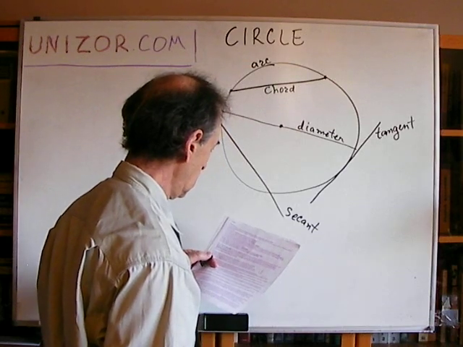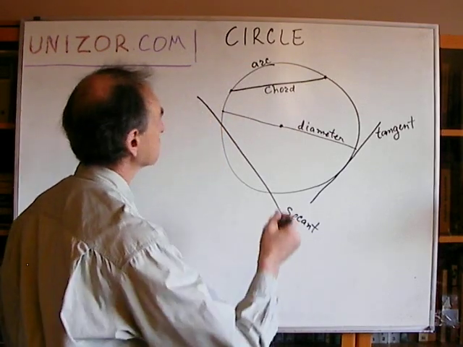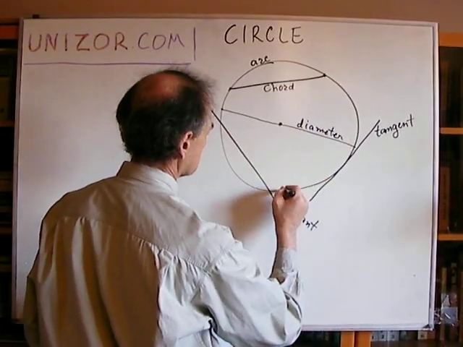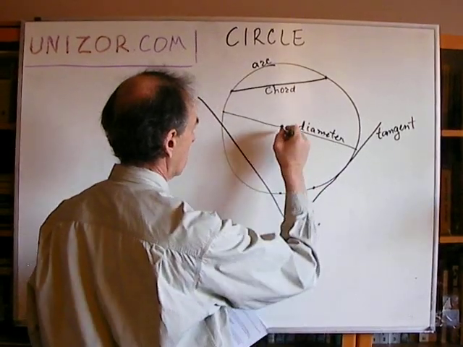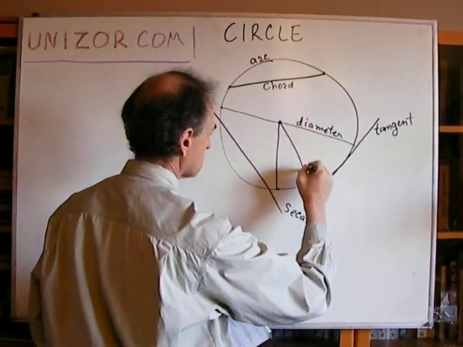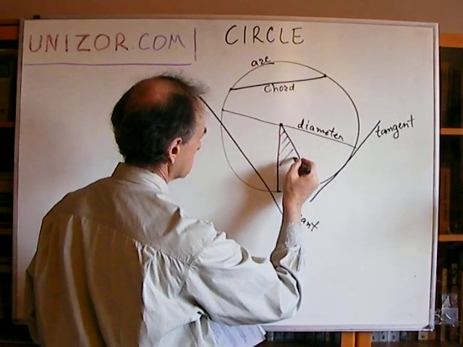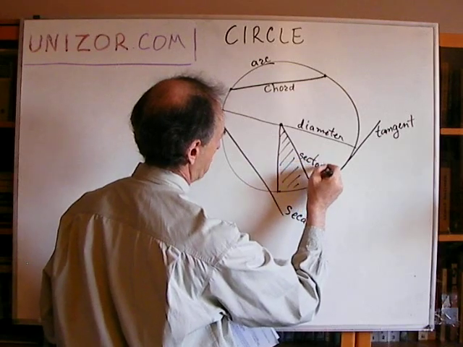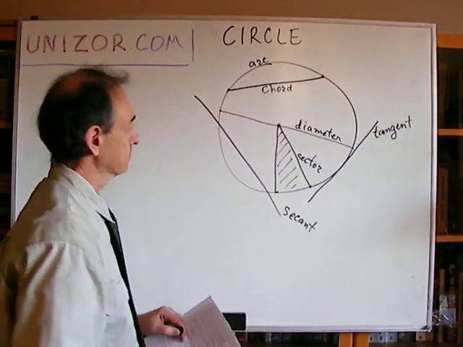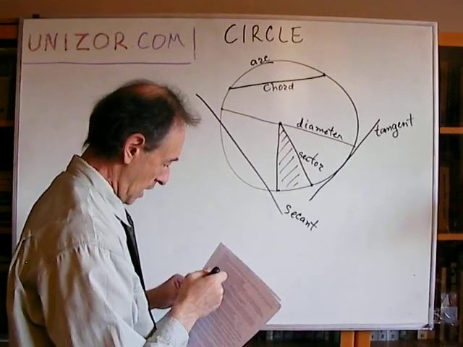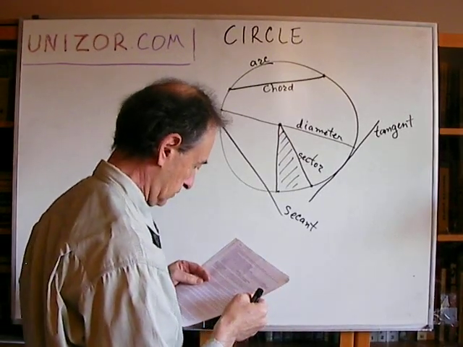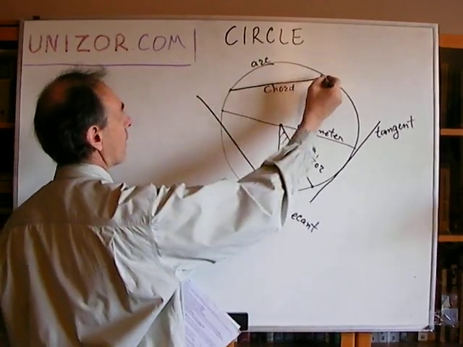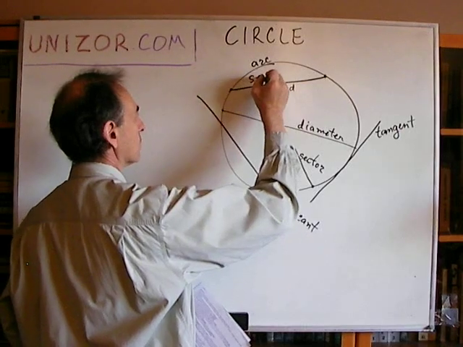Now, a part of a circle, let's use this. Two points again, and we have two radiuses into these points. This is called a sector. It's like a pizza pie, a piece of pizza. What else? Okay, segment. The part between an arc and a chord is called a segment.